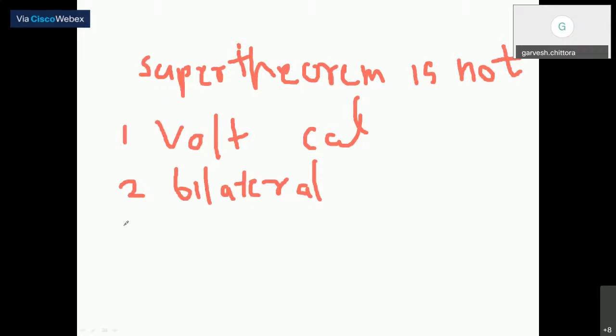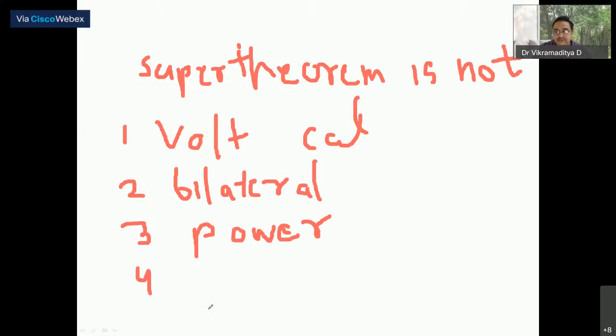The third option is a power calculation, and the fourth option is your passive elements. Now I give you a chance. Please write in the chat box what you will write. Okay, four options are there.